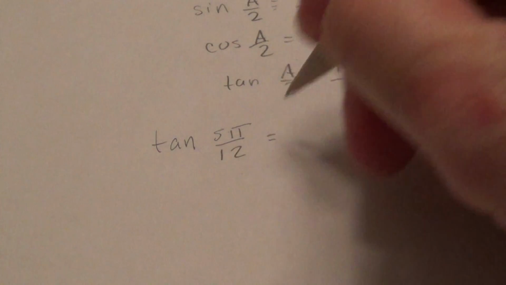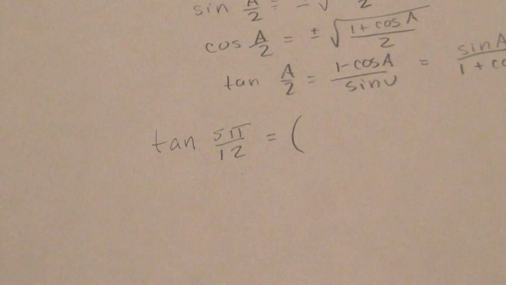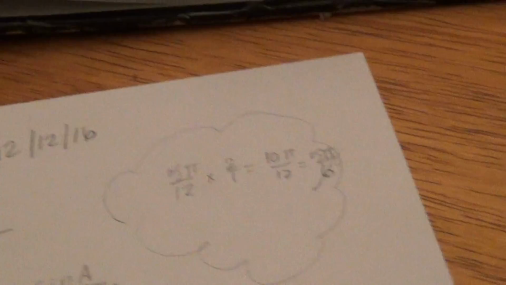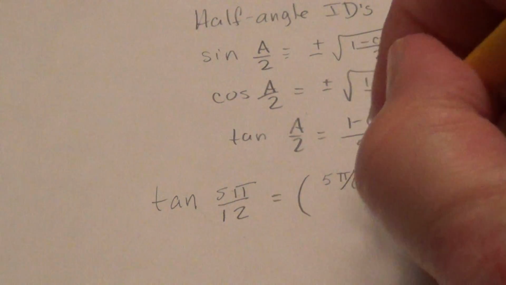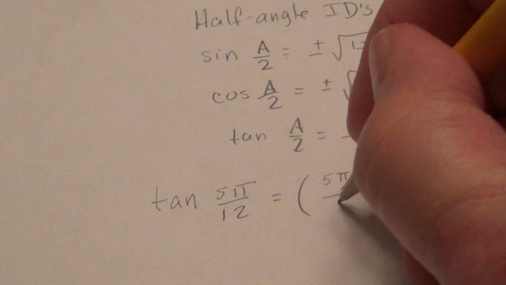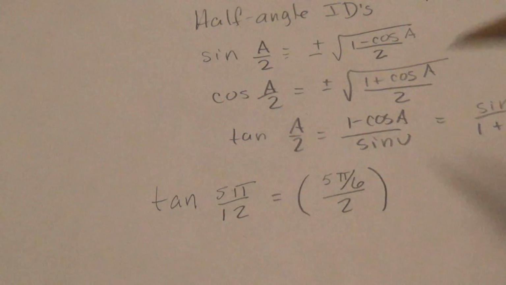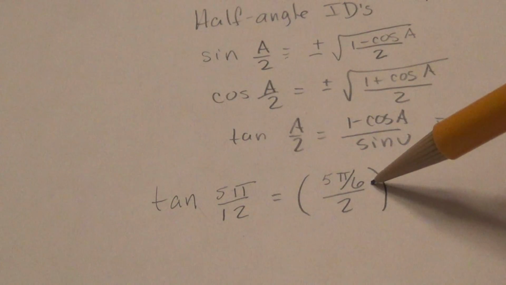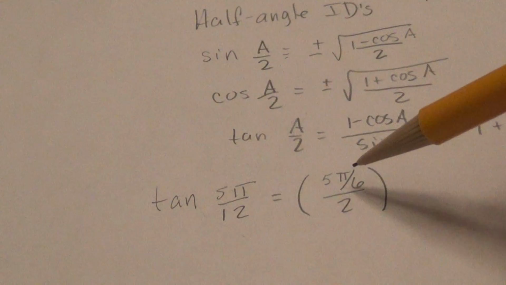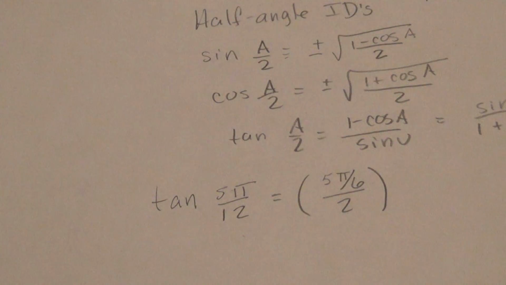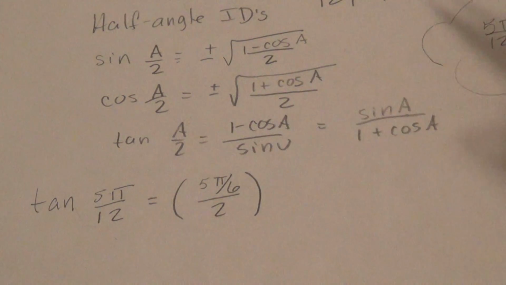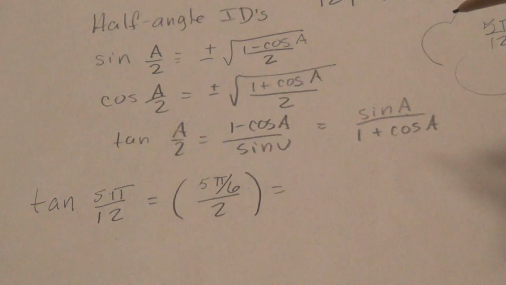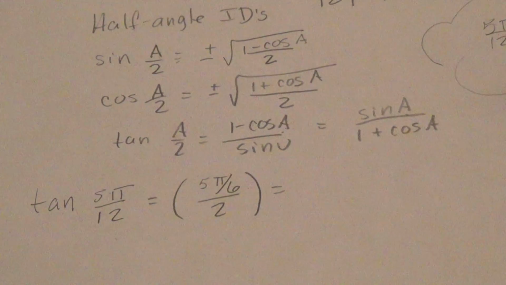So I'm going to rewrite it with the name found over in the cloud, 5 pi over 6, divided by 2. If I take that, it's really 10 pi over 12 divided by 2, and I will get 5 pi over 12. So let's use this formula. It doesn't really matter which form you use. I don't see a big advantage to one over the other most of the time, so I'll just grab this one.